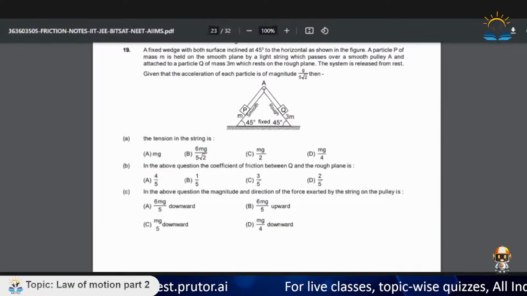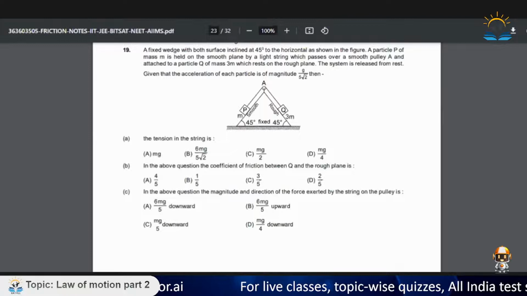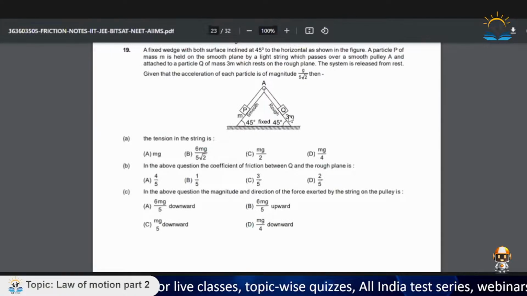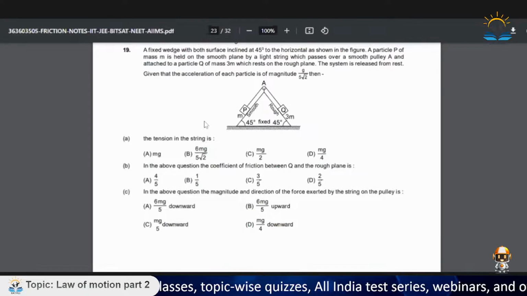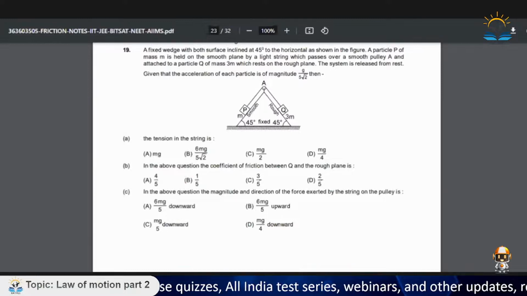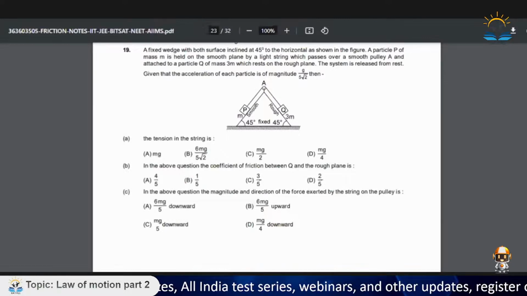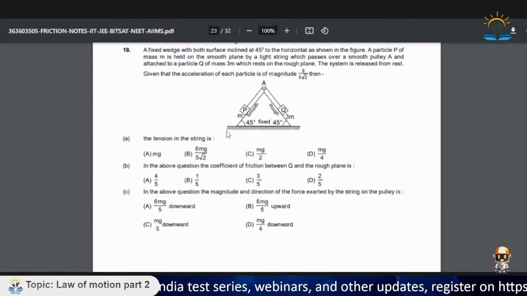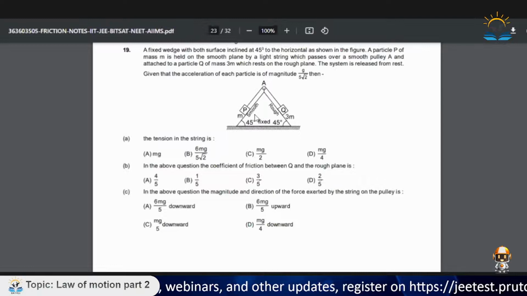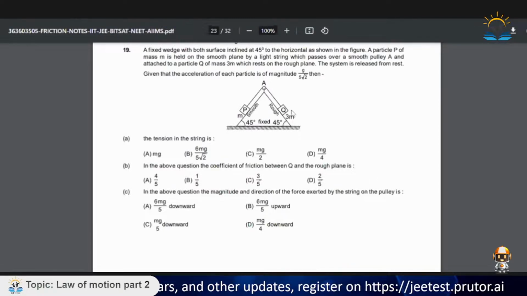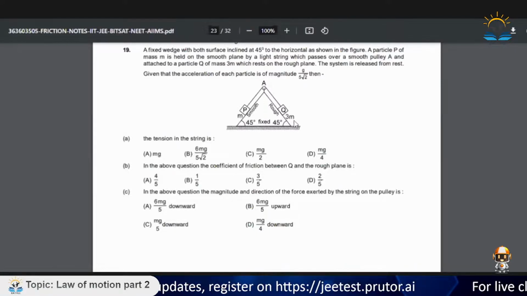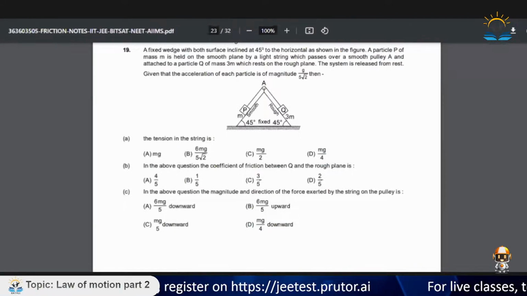So this side of the plane is given as rough and this side is given as smooth. There would be a friction acting here and there would be no friction acting here. So what does the question say again? The question is asking us to find the tension in the string. So here we have been given that the acceleration of each particle is of magnitude g by 5 root 2. So let us suppose, since the mass of this block is more, this particle Q would be going in the downward direction, P would be going in the upward direction.